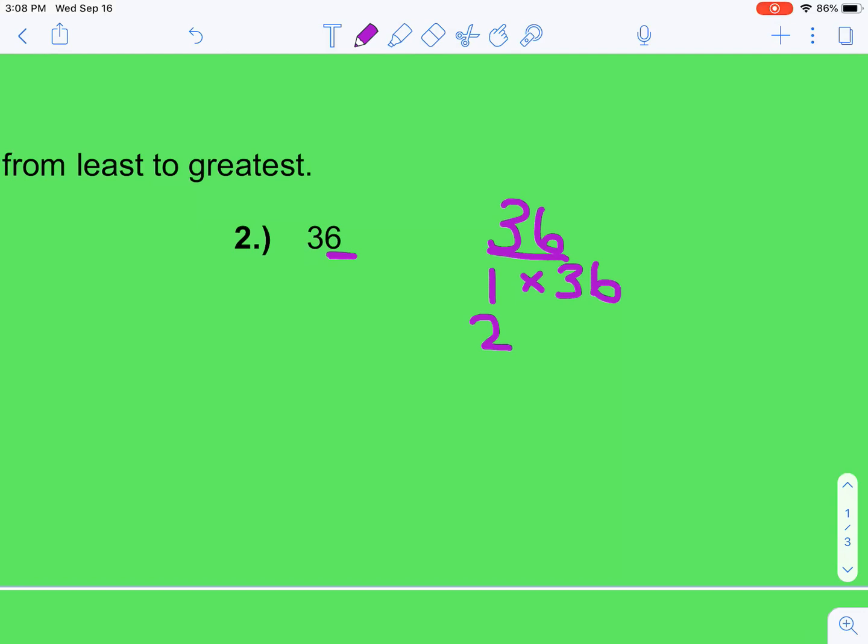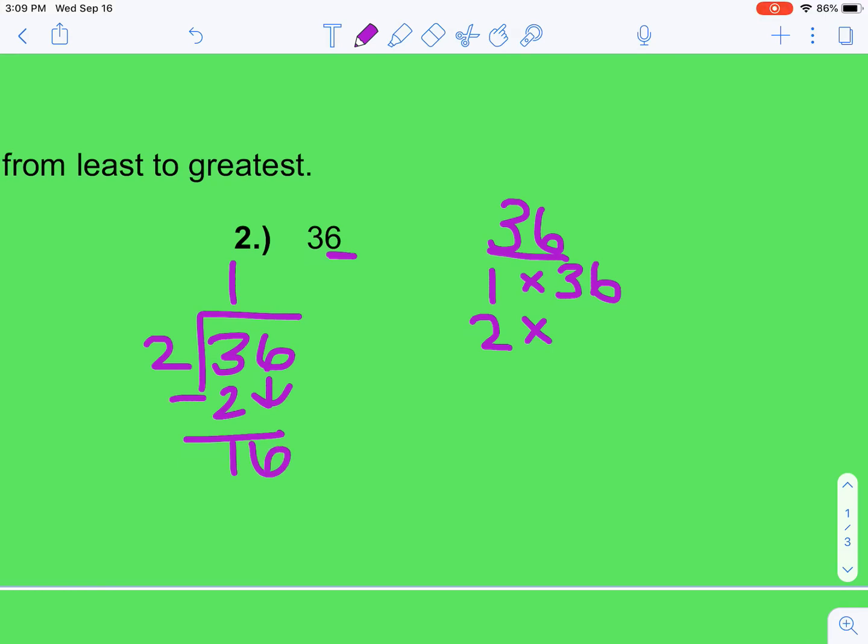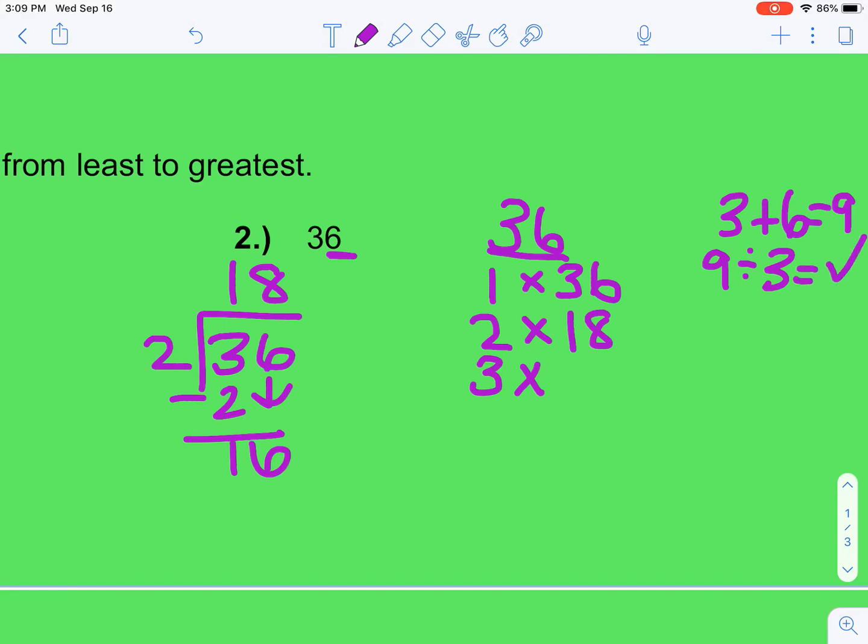So if you don't know what number times 2 gives you 36, don't worry, you can do some division. 2 goes into 3 one time. I have a 1, I'm going to bring down my 6. 2 goes into 16 8 times. So 2 times 18. Alright, now let's try 3. I'm going to take 3 plus 6, which gives me 9. Is 9 divisible by 3? It is. So now I need to figure out how many times 3 goes into 36.